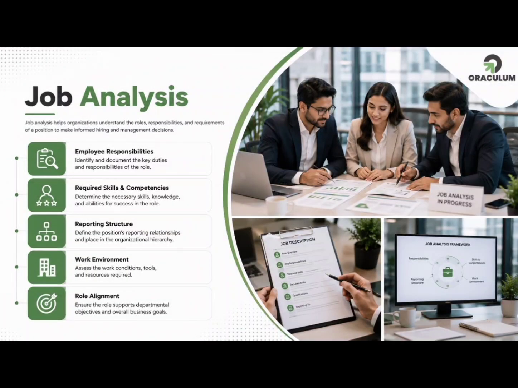Job analysis. Job analysis involves studying and defining the responsibilities, tasks, and skills required for a specific job role. It helps organizations understand what the job requires and what qualifications candidates should possess. This includes job responsibilities, required skills, reporting structure, and work environment.